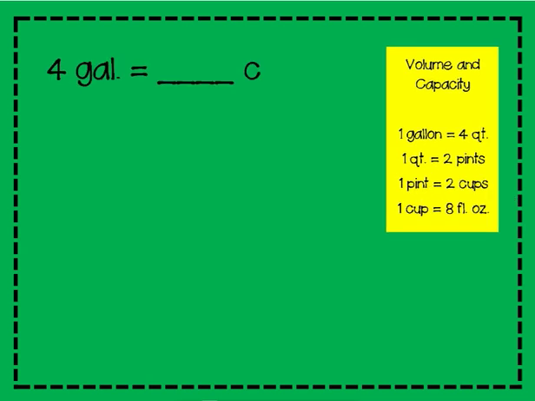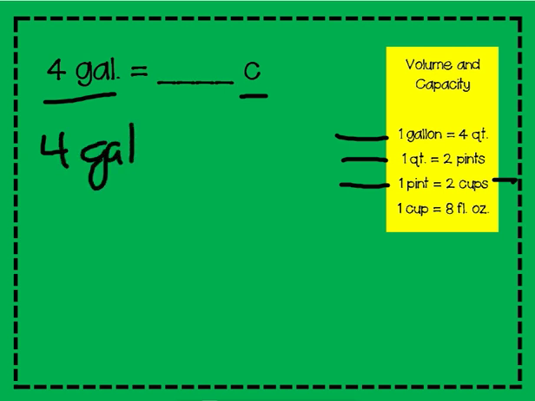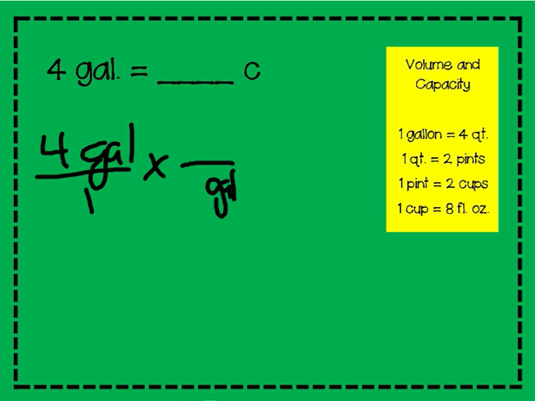There is not a unit for conversion that goes from gallons to cups. We have to use this conversion, and this one to get to cups. So we're going to start with 4 gallons. Write it over 1 times. I need gallons on the bottom so that I can cancel out this and this. So I have 1 gallon equals 4 quarts.